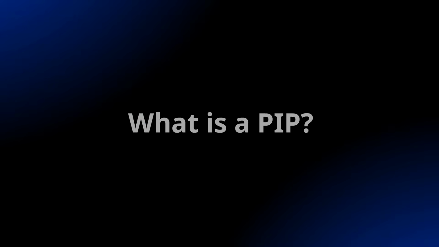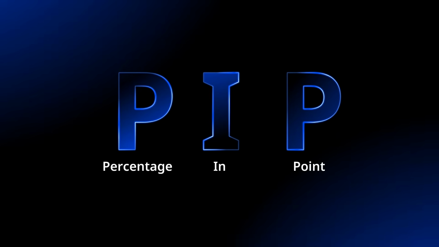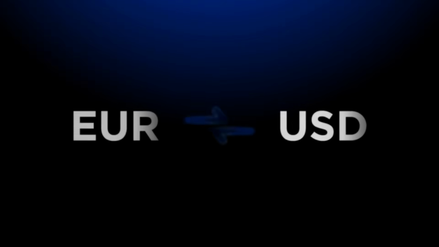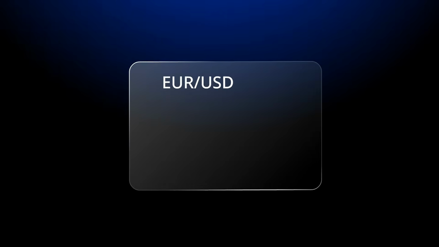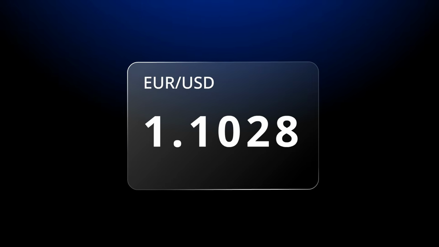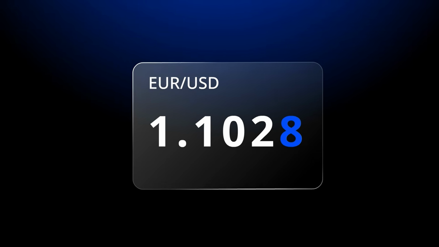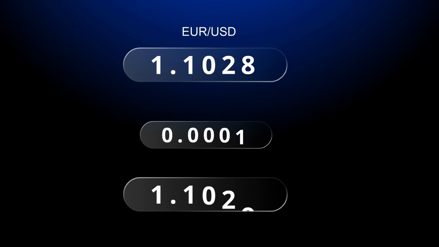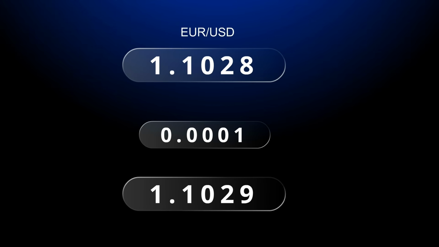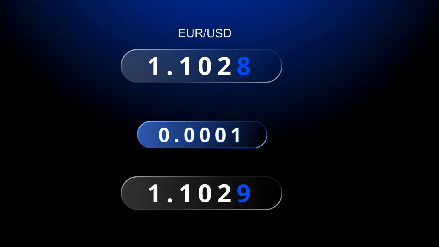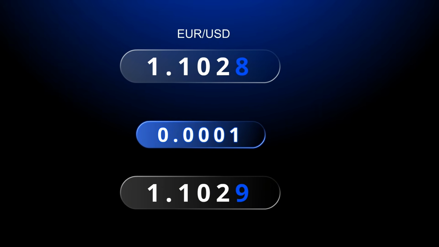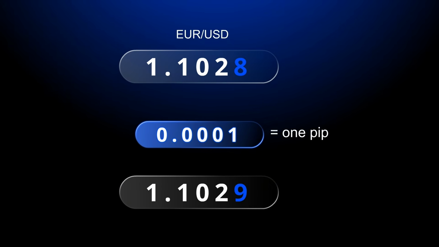Let's start with pips. What is a pip? A pip stands for percentage in point. It is a standard unit used to measure price movement in a currency pair. For most currency pairs, a pip represents a movement in the fourth decimal place. For example, if EUR/USD moves from 1.1028 to 1.1029, that 0.0001 change equals 1 pip.